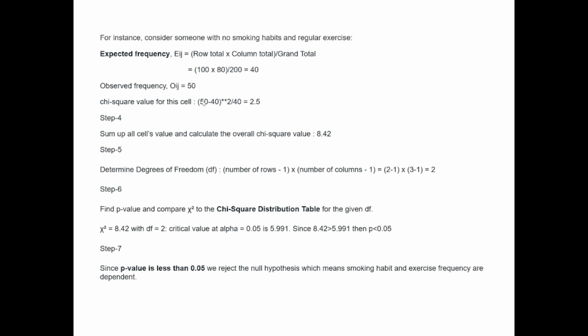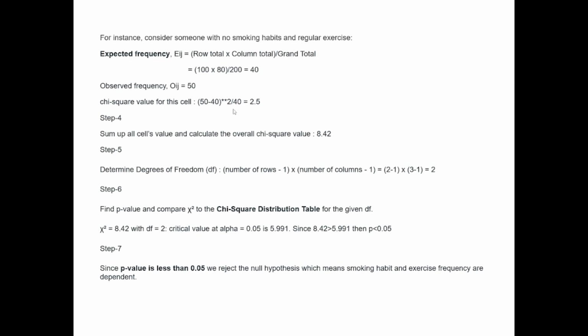How will I do it? I subtract 40, which is my expected frequency, from 50, then I square it, and then I divide it by my expected frequency, which is 40, and I get the value 2.5. So for a particular cell I got the chi-square value.